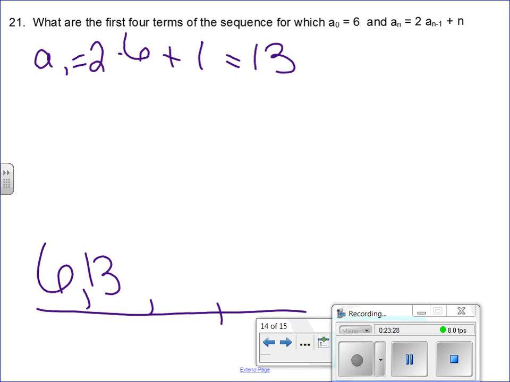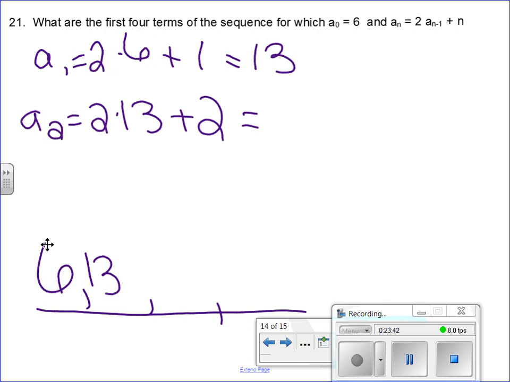All right, let's do our second term. To get our next term, you'll take 2 times your previous term. 13 was our previous term. Good. Then you'll add on n. And since we're on term 2, n is a 2. And that is going to be what? That's term 3. Well, it's technically term 2, but it's the third guy on our list.